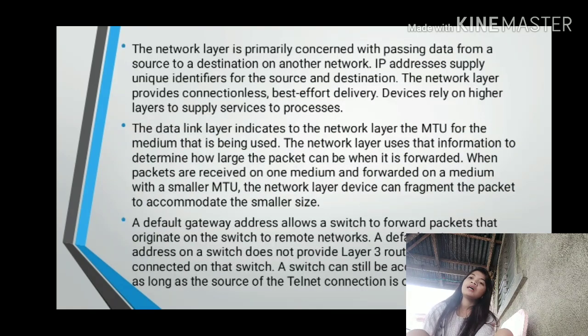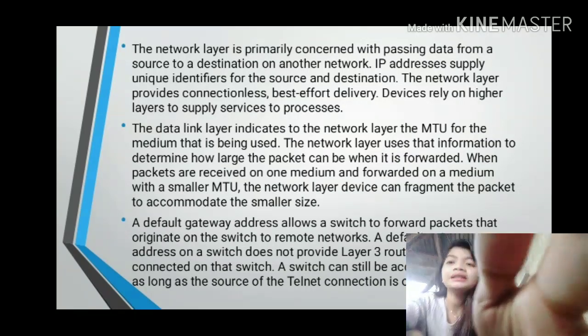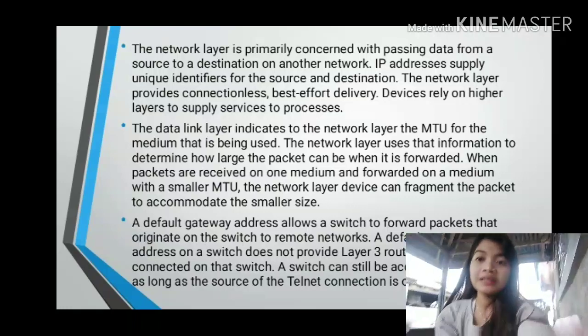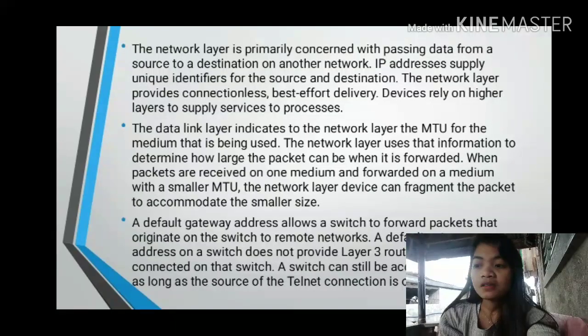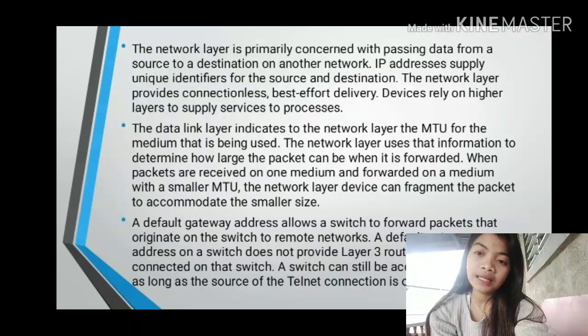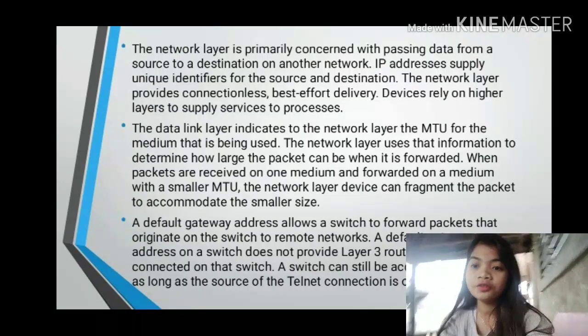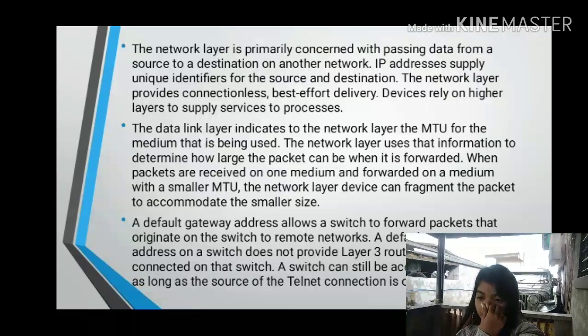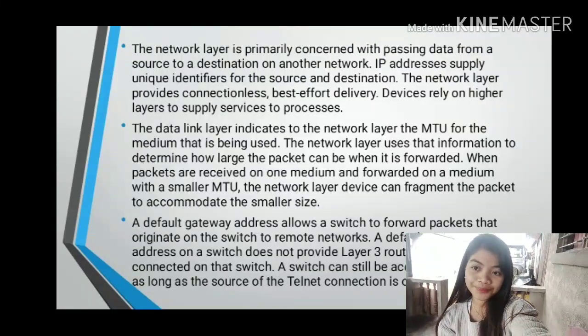A default gateway address allows a switch to forward packets that originate on the switch to remote networks. A default gateway address on a switch does not provide layer 3 routing for PCs that are connected on that switch. The switch can still be accessed from telnet as long as the source of the telnet connection is on a local network.